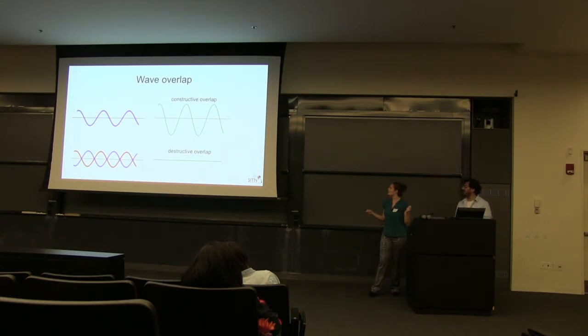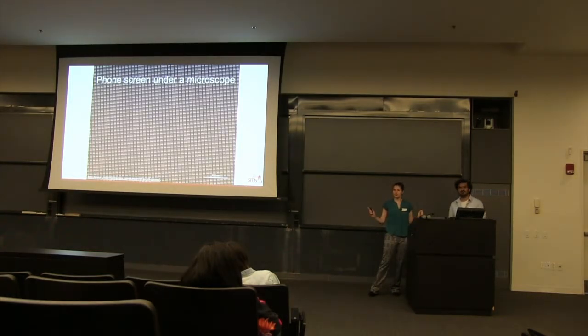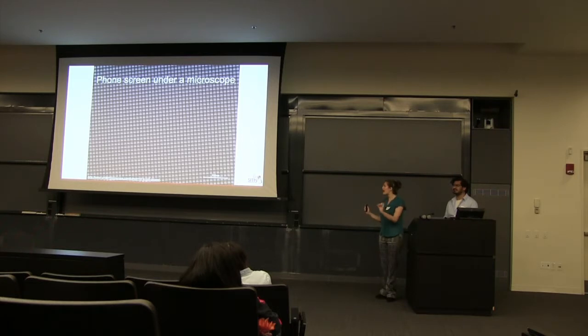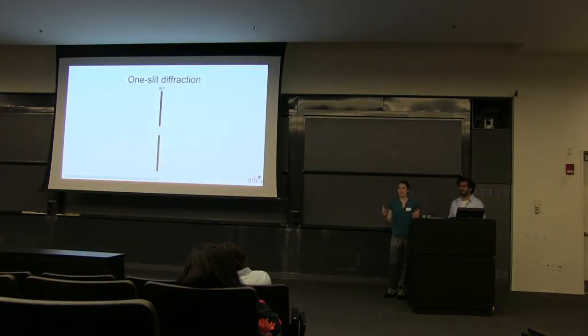So we can use these principles to understand what happened when you reflected the light off the phone screen. First, let's take a look at the phone screen under a microscope. You can see that this looks like a regular array of slits, and actually each of these slits is one of the pixels of your screen. So here, what's happening is when we shine the light on it, it's reflecting off of this array of slits. So we want to understand the behavior of light as it passes through this type of array of slits. Let's first start off with just one slit diffraction.